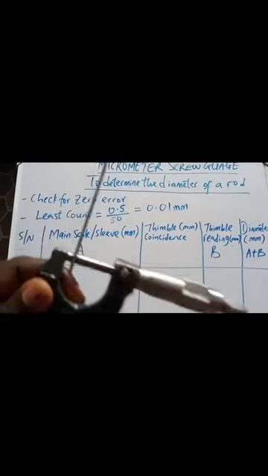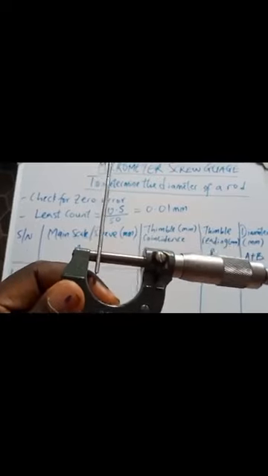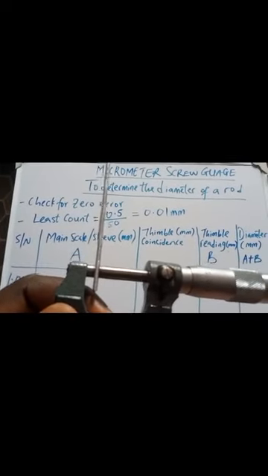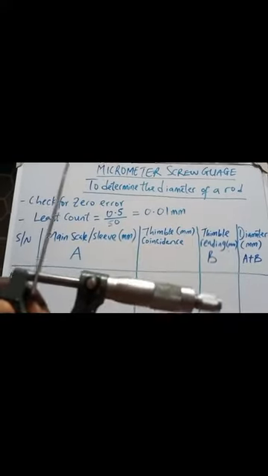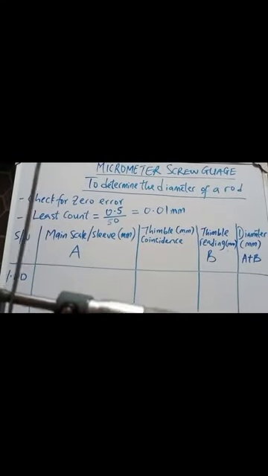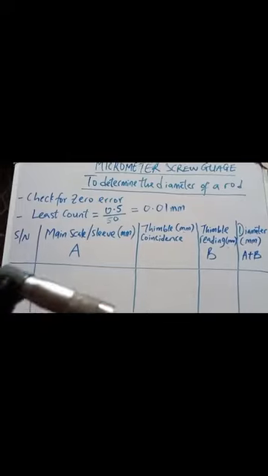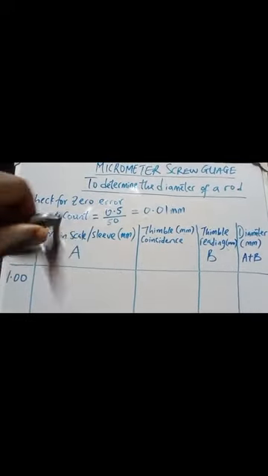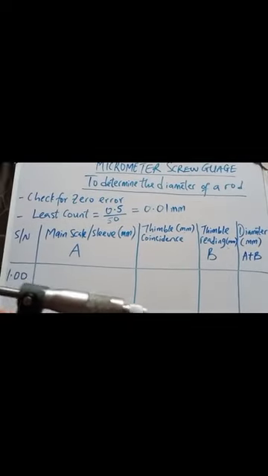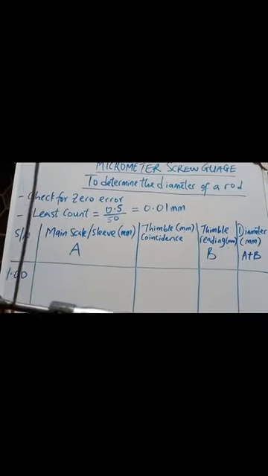Okay, so that means I've closed it, but it has to be done gently. Don't over close it. Just do it gently so that you won't cause any harm to the instrument you are using. So I've closed it gently, and you can see it is firmly gripped. It's not falling down without touching it. So this is my first position.